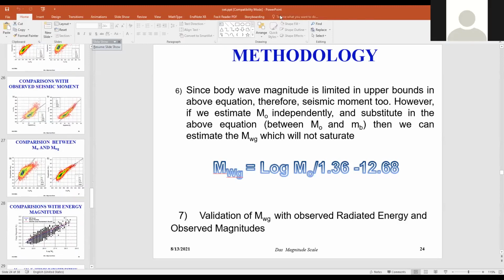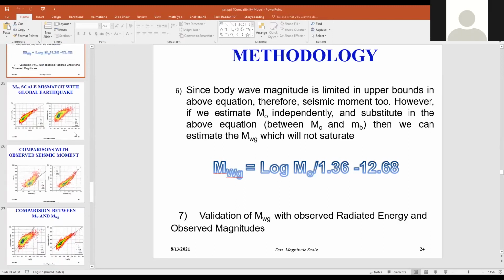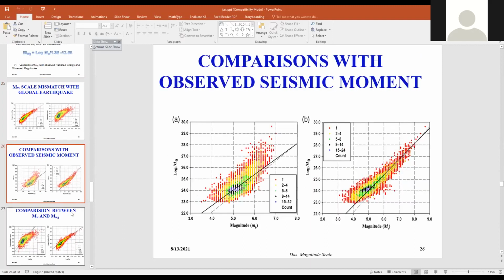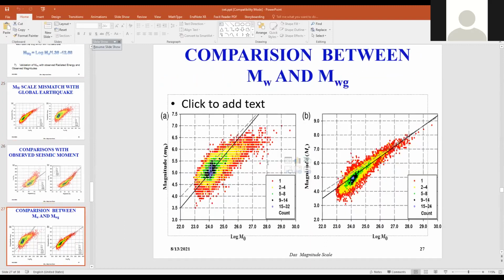Further, one can see from the graph also that this line doesn't bend. If the scale is saturating at some end, like ML, MS, then for higher magnitude, this slope tries to flatten out and moves towards the horizontal. That doesn't happen in this MWG. So from the graph also one can see it doesn't saturate.